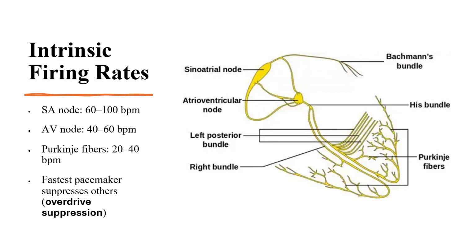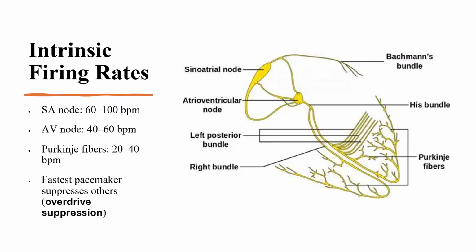And here's the key point. The fastest pacemaker suppresses all the others, a concept known as overdrive suppression. In other words, the SA node keeps the slower ones quiet by continuously depolarizing them before they can reach threshold. But if the SA node is damaged, the AV node or Purkinje system can step in, though at a slower rhythm, which is why heart block or nodal failure often leads to bradycardia.